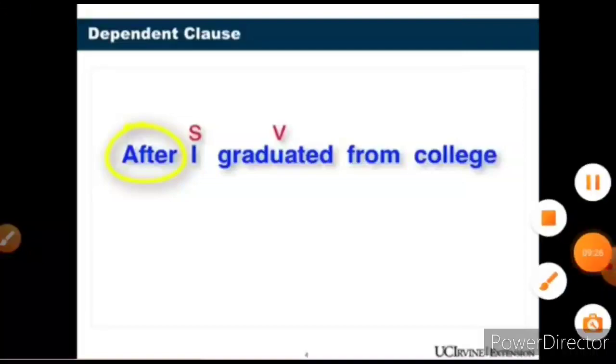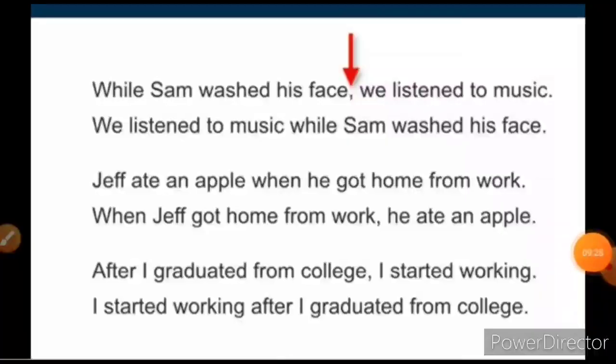Now these are the same sentences again, but the indicators show you where you're supposed to put a comma. That is shown in the first sentence: While Sam washed his face, so the comma comes after face.